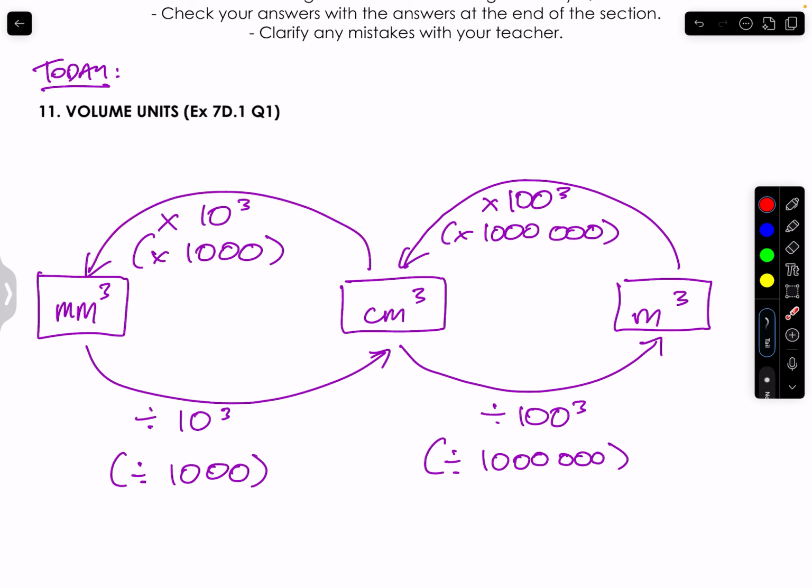Now, if you wanted to go from small units like cubic millimeters to the bigger ones like cubic centimeters, instead of timesing, you're going to divide. So cubic millimeters to cubic centimeters, you divide the number by 1,000. And cubic centimeters to cubic meters, you divide by 1,000,000 instead.